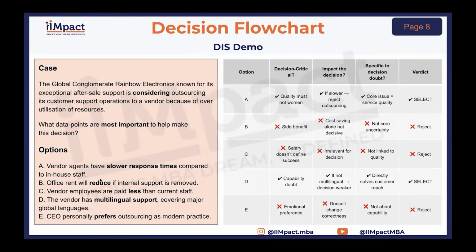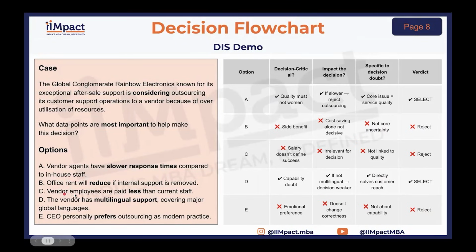Does this impact the decision? Office rent will reduce if internal support is removed. It is a well known fact. It will always happen. Will this change my decision from yes to no or no to yes? That yes, I must get a vendor because it will reduce my cost. No, it is not impactful information that they have given me. And is this specific to my decision doubt? Not really. Cost was never a decision doubt for me. So this is also a reject.